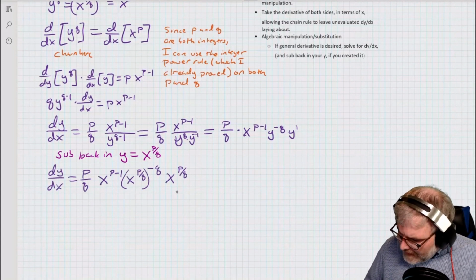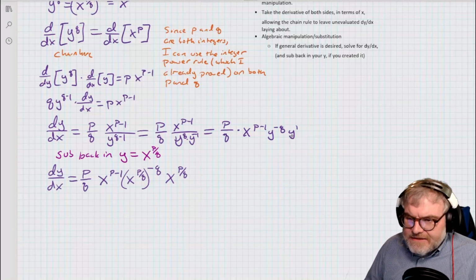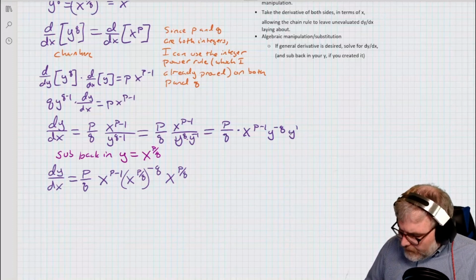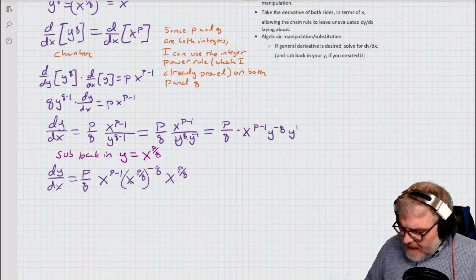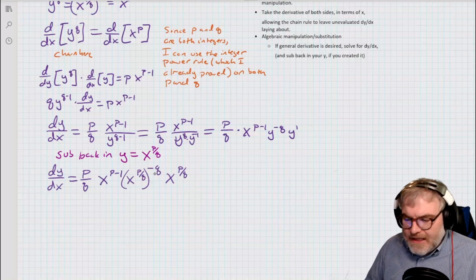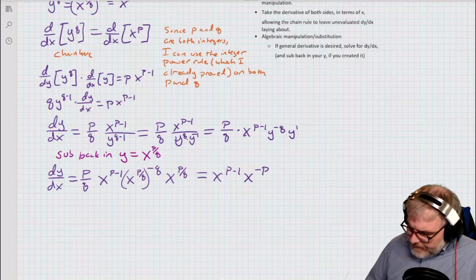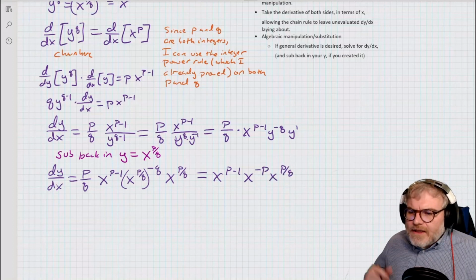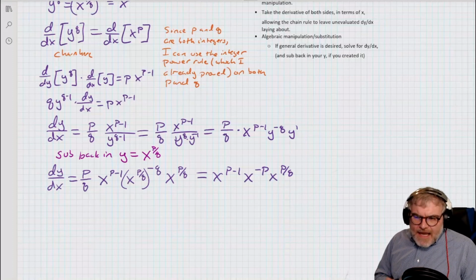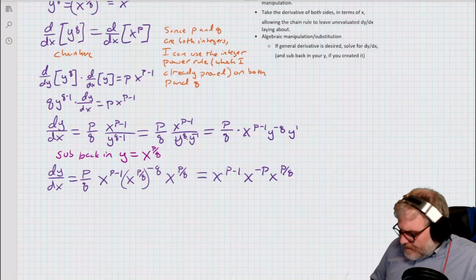So what just happened there? Well, I've got y here. I subbed it back in. So this y to the first became x to the p over q. This x to the p over q to the negative q, those are going to cancel. I'm going to have x to the p minus 1, x to the negative p, x to the p over q. Well, now what I'm going to do is I'm going to obey the exponent rules and simply add all these exponents together.